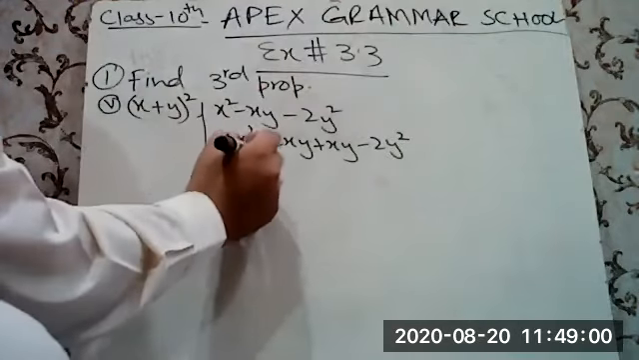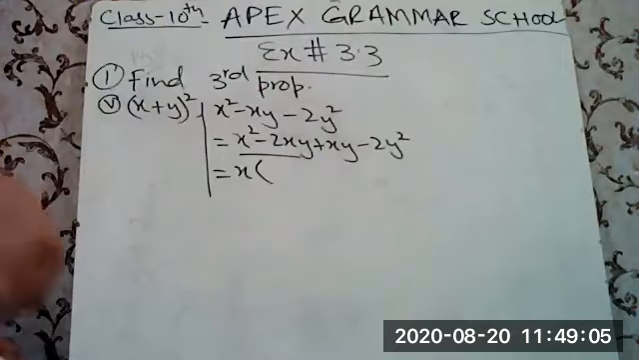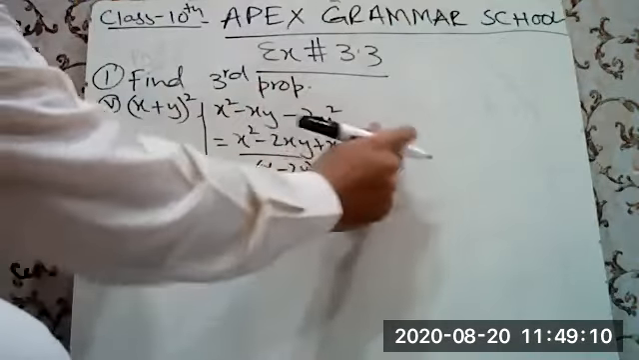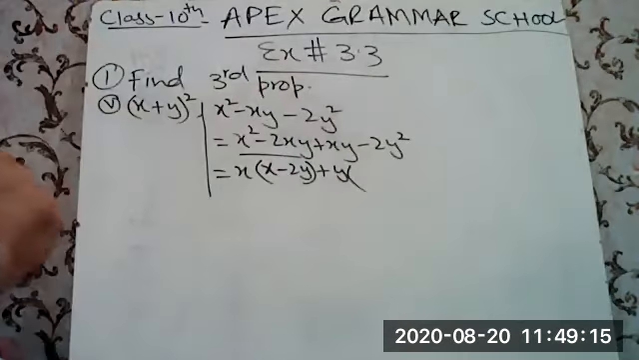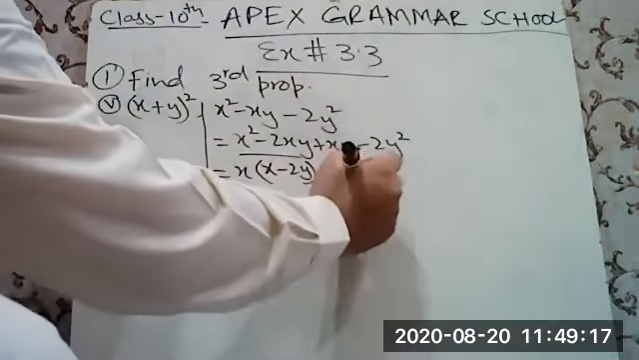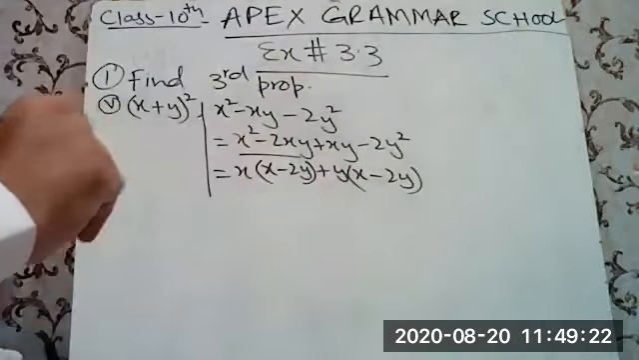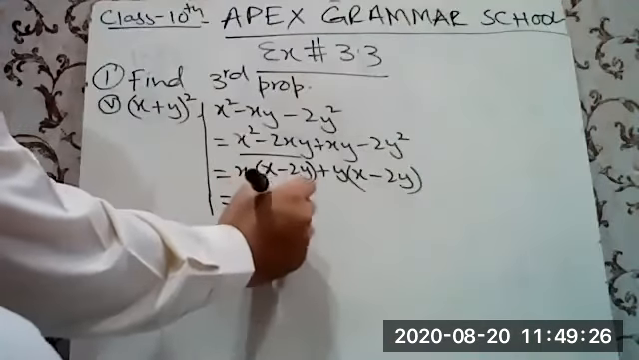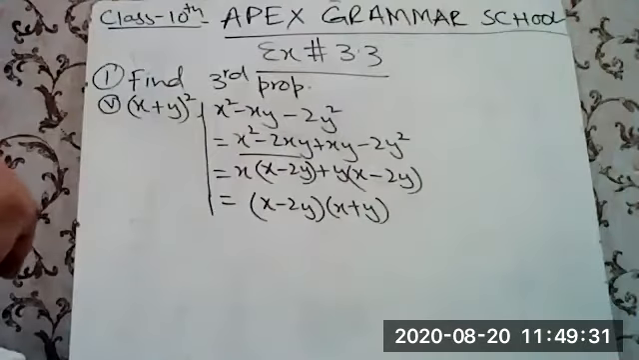Now, what is common between them? X is common. After taking x common, we will have x minus 2y plus, and what is common between them? Y is common. After taking y common, it becomes x minus 2y again. Now you can see that this is x minus 2y and this is again x minus 2y. So we will have x minus 2y and x plus y. This is the midterm breaking answer of it.